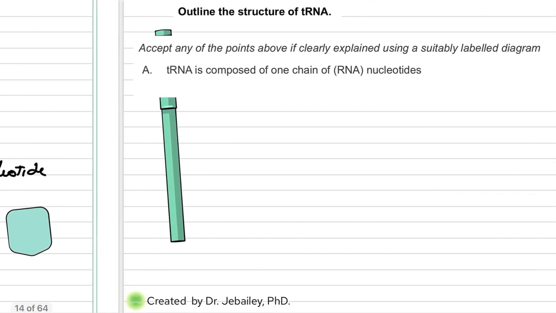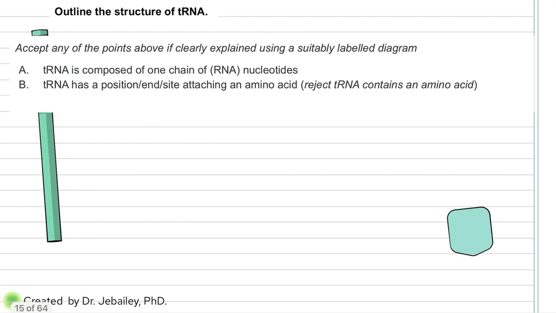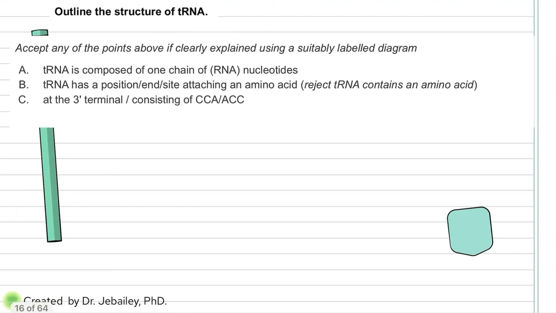Now let's look at what they have here. Accept any points above if clearly explaining using a suitable labeled diagram. So I did show the diagram. tRNA is corresponding to one chain of nucleotides. We have that. tRNA has a position and site attached to the amino acid. But it says you reject tRNA containing amino acid. So remember, amino acid is not part of the tRNA. It's just that the tRNA carries it.